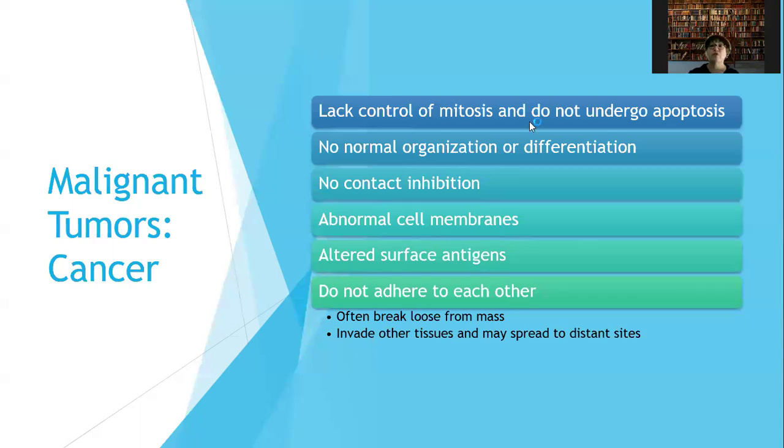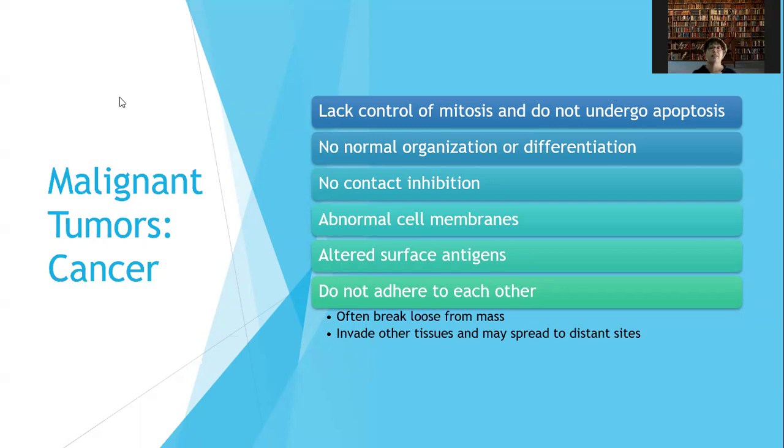So malignant tumors are scary. They lack control of mitosis. They don't undergo apoptosis. So you're creating a bunch of cells and you're not destroying any cells. And there's no normal organization or differentiation. So you have non-functional cells. You have non-functional tissues. And that's a problem. And they're also taking nutrients from functional cells.